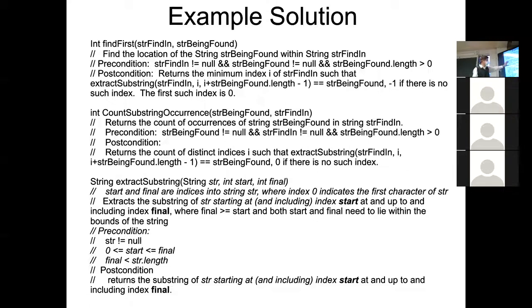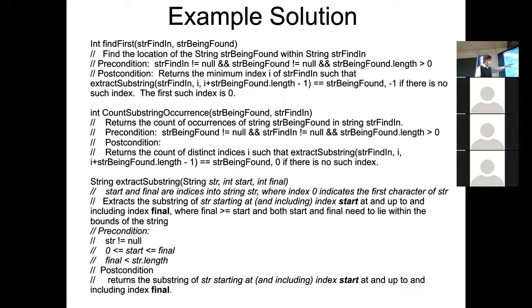Okay, count substring occurrences. Here we have str find then as for being found. It's confusing, these are in the reverse order. They should have been in the same order to be less confusing so people don't forget that. That was a bad thing. It returns the count of occurrences of the string being found in this. And for the preconditions, once again, they have to be non-null, and the thing being found, again, should have length greater than zero.